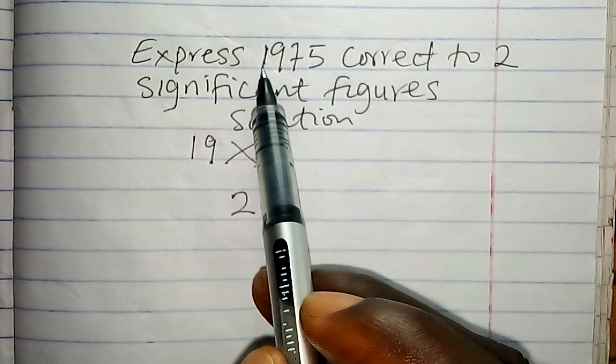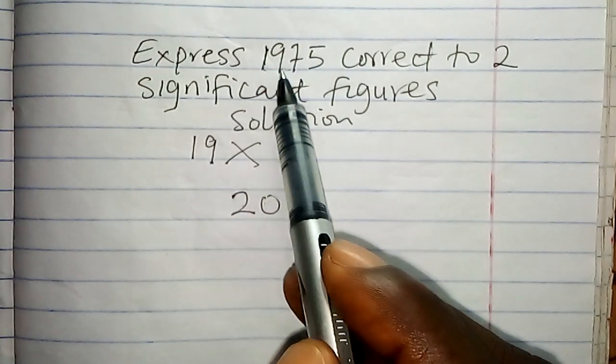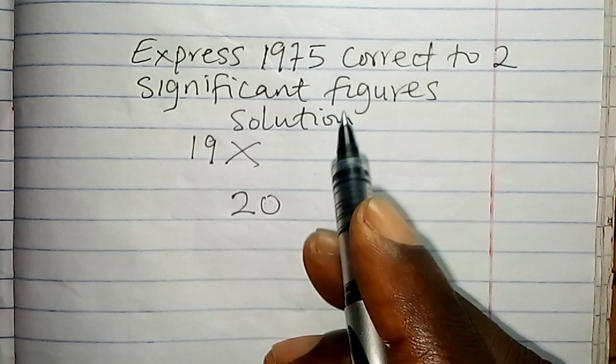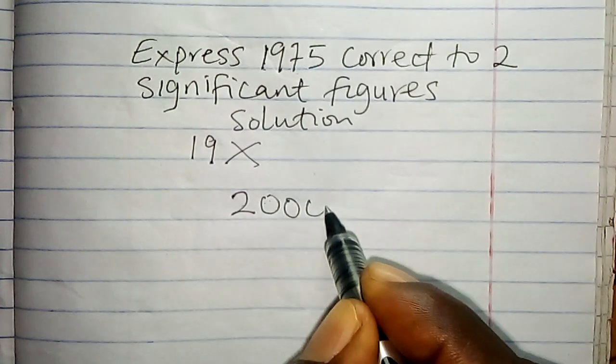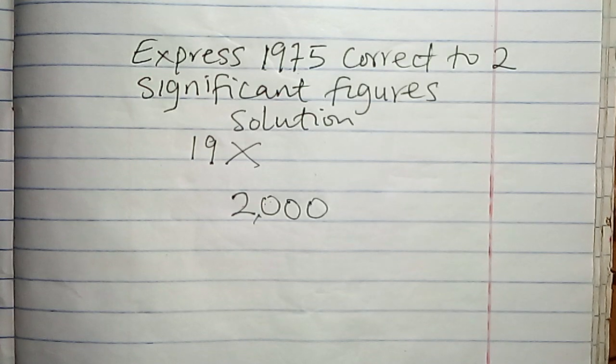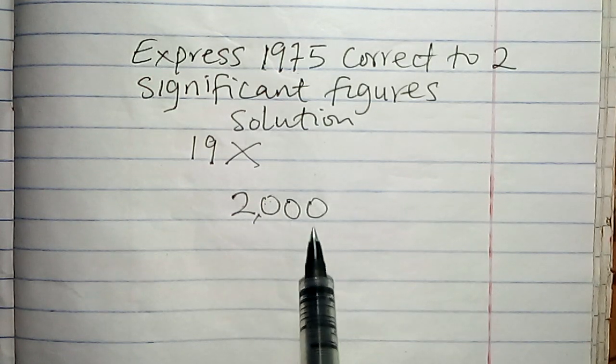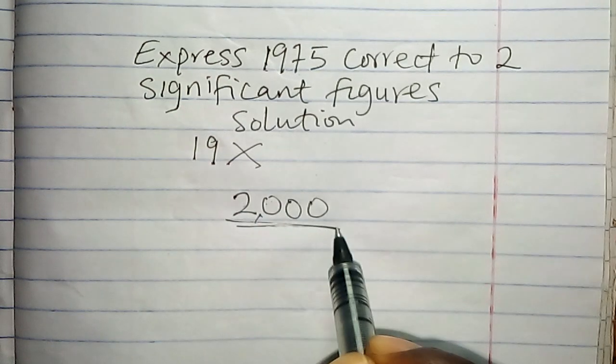Because if you see here now, we have only two numbers here, 20, which is just these two. So what about these two? We have to add 2 zeros to maintain the size. So in the course of expressing 1975 correct to two significant figures, we will be having 2000 as our final answer.